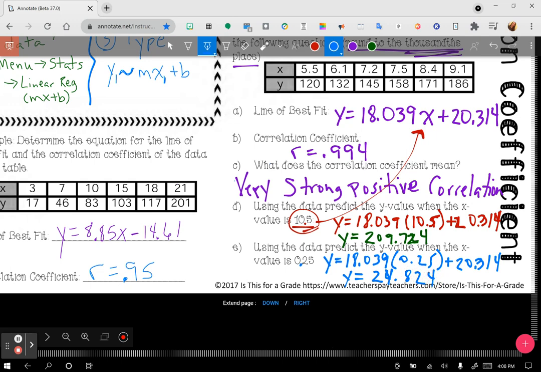Okay, so there's how you figure out your line of best fit and your correlation coefficient, and also predicting data for given x values. So now you have a Boom assignment to work on as well, to figure out your line of best fit, and one to deal with your correlation coefficient. So good luck and get started.